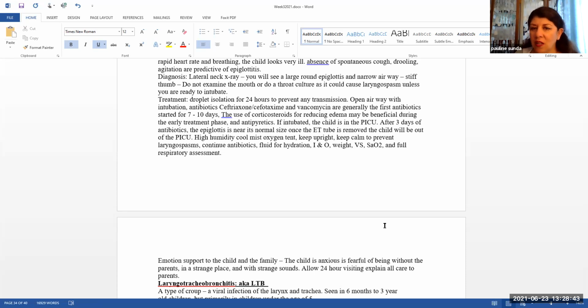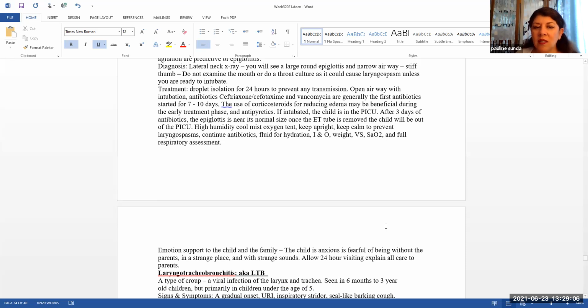Often they're going to be given high humidity in a cool mist tent. We want to keep them head of the bed elevated, keep them calm to prevent laryngospasms, and then continue that antibiotics. Maintain hydration with fluid, monitor I&O, their weight, vital signs, SaO2, and a really good solid respiratory assessment.